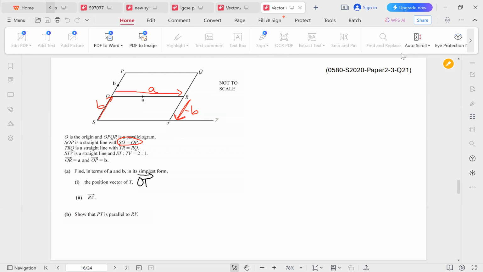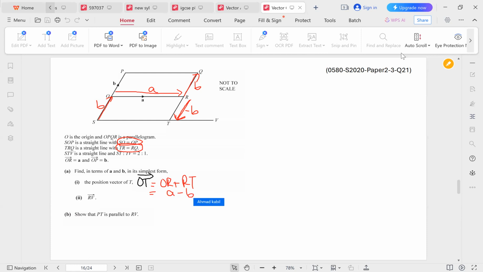And also, just for the future questions, let's use this to evaluate more things on the parallelogram. So we are given that TR equals RQ. Yeah, that doesn't really help us. We already know that SO equals OP, and it's a parallelogram. So we already know that this here would be B as well. So for the first question, OT can be thought of as OR plus RT, and this is equal to A minus B.